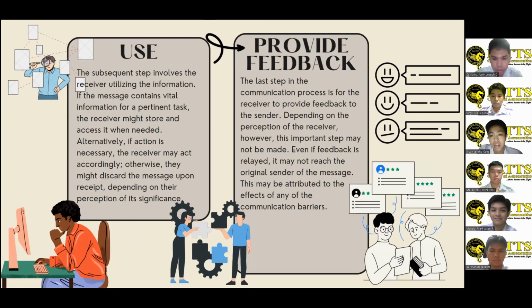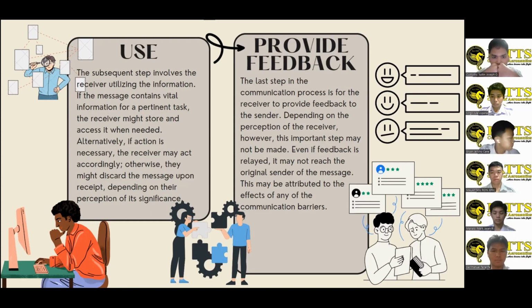So the last process would be to provide feedback. The last step in the communication process is for the receiver to provide feedback to the sender. Depending on the perception of the receiver, however, this important step may not be made. Even if feedback is relayed, it may not reach the original sender of the message. This will be attributed to the effect of any of the communication barriers.